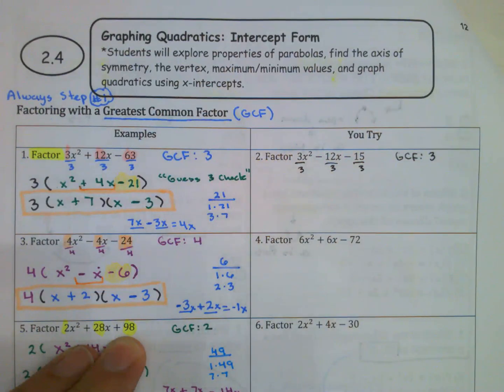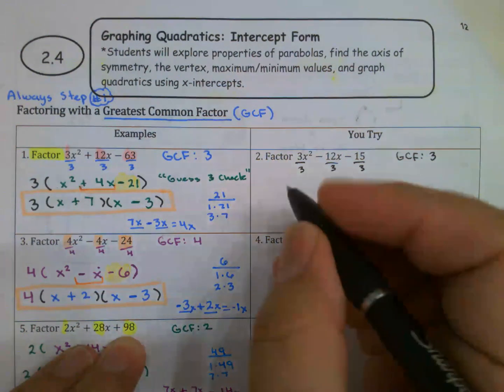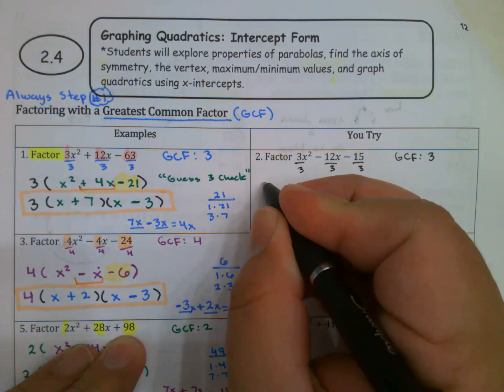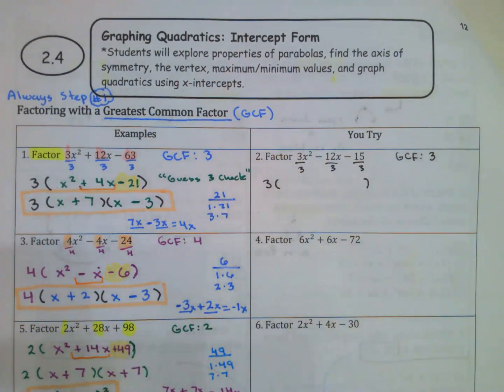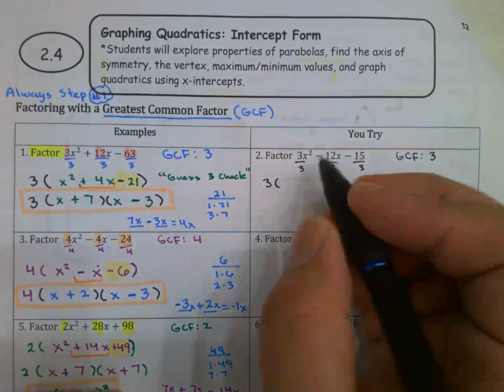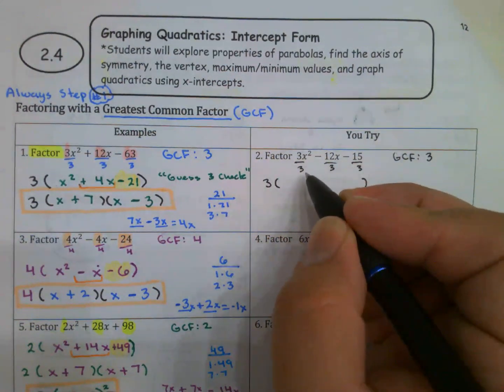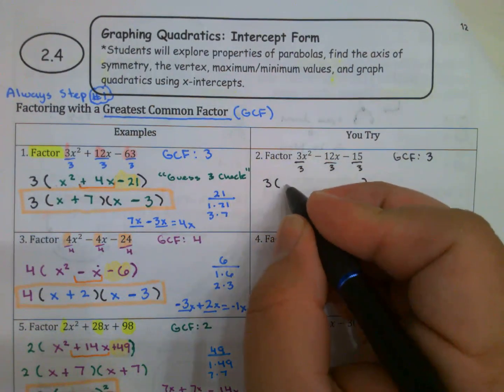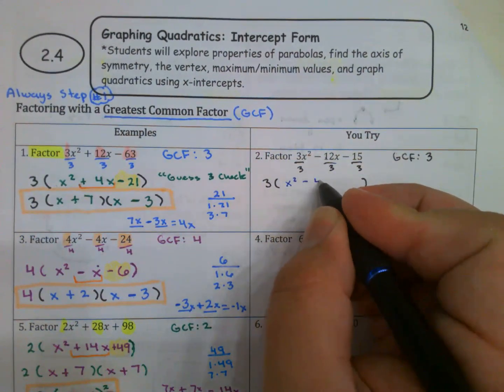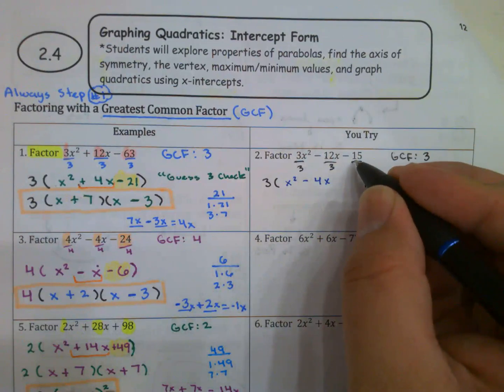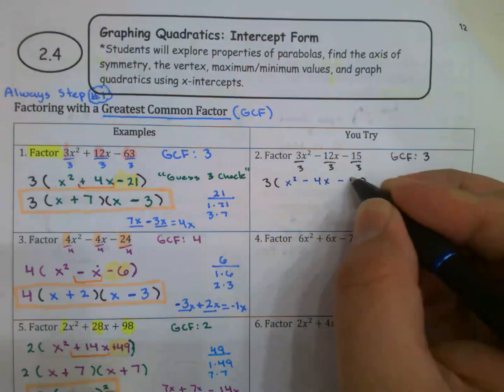I'm thinking about division. But when you're factoring, you have to make sure that you bring the number out to the front. And in parentheses, we're going to leave what I like to call the leftovers, which is what we get after we divide everybody by 3. 3 divided by 3 is, of course, 1x squared. Negative 12 divided by 3 is negative 4 with an x. And negative 15 divided by 3 is negative 5.